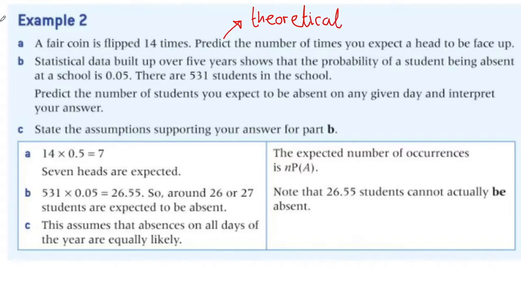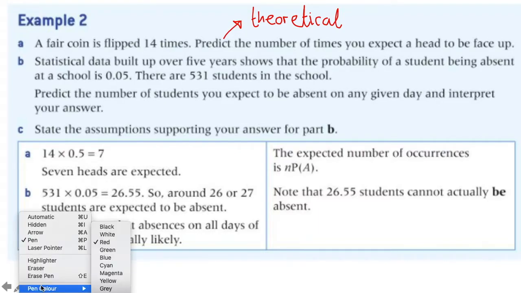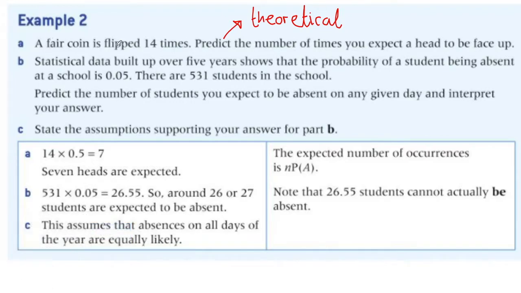These are quite easy questions. So question A is 14 times 0.5. So what you do is you get the amount of times you're going to throw something, which in this instance is going to be 14. You then need to multiply it by 0.5 because that's the probability of getting a head. So you get the amount and times it by the probability. 14 times a half, or half of 14, is 7.